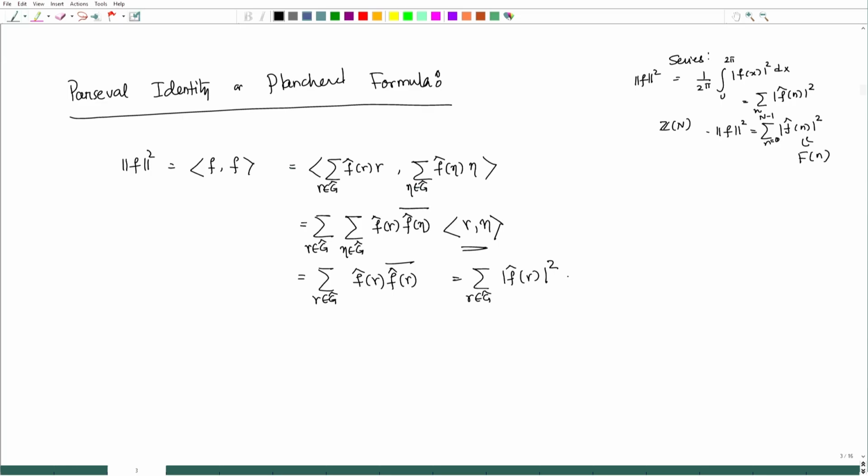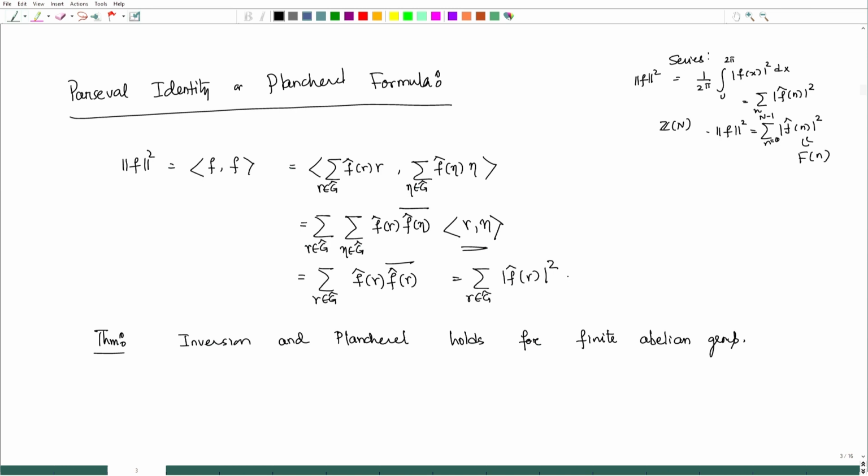The Parseval identity or the Plancherel theorem for a finite abelian group. So, just to put it on record, we write that the inversion theorem and Plancherel theorem hold for a finite abelian group.